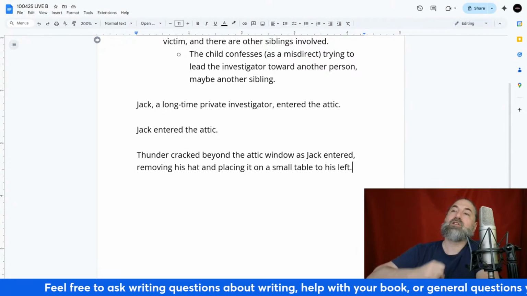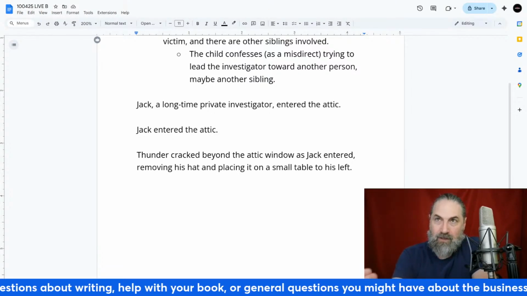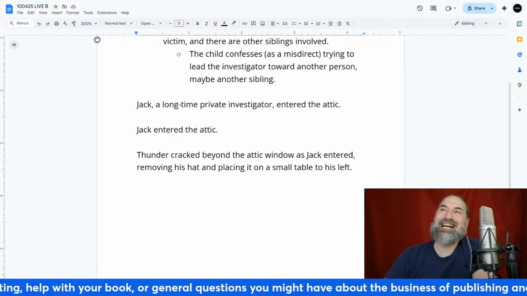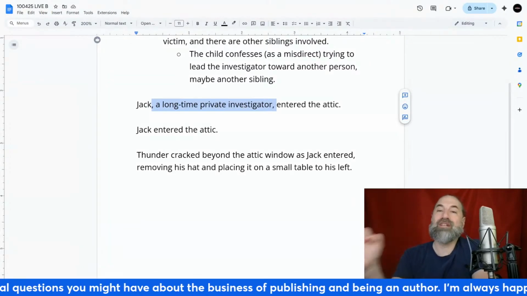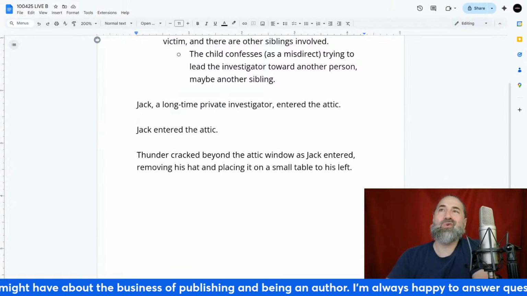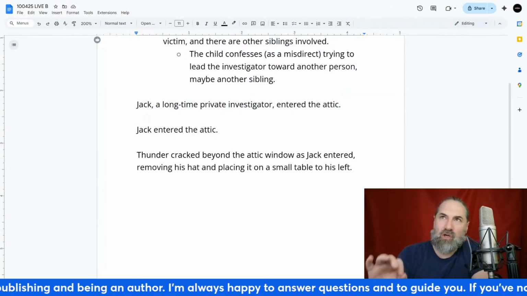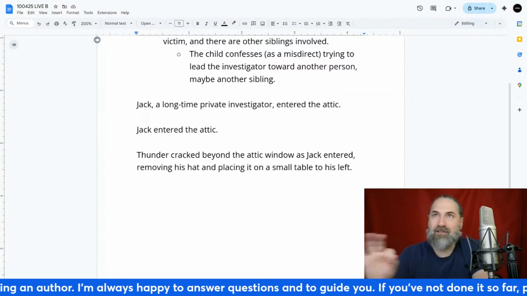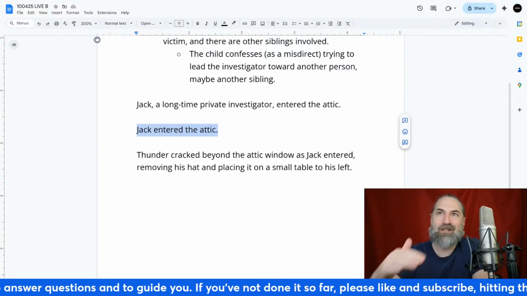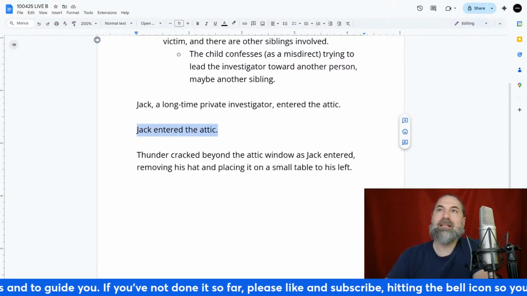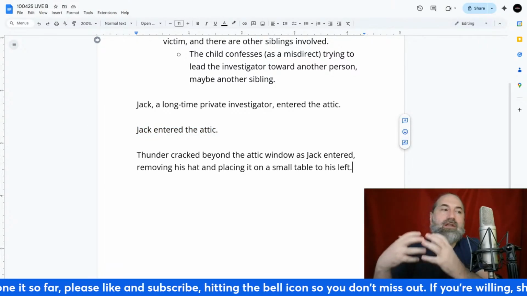If slow pace stops momentum by being an aside, that then creates a slow read for a couple reasons. One, this is a very awkward sentence in itself. Jack, a longtime private investigator, entered the attic, right? This is a fast read. It's fast paced. Jack entered the attic. No worry. But this is also fast paced, but builds and adds to the scene.